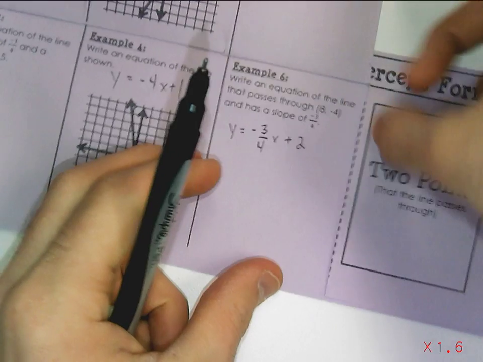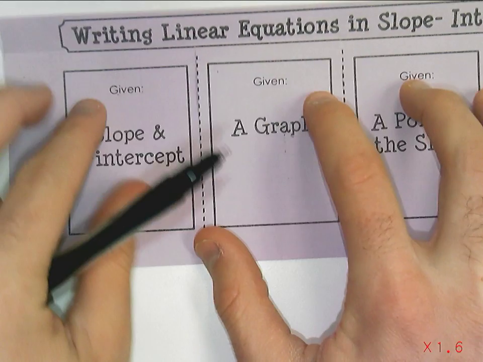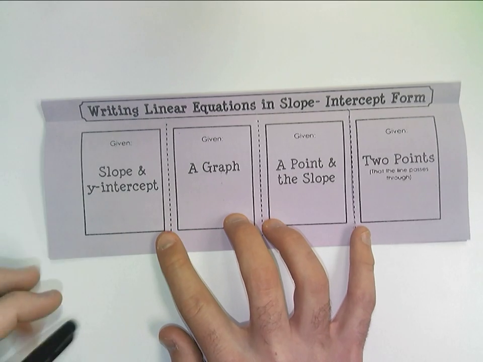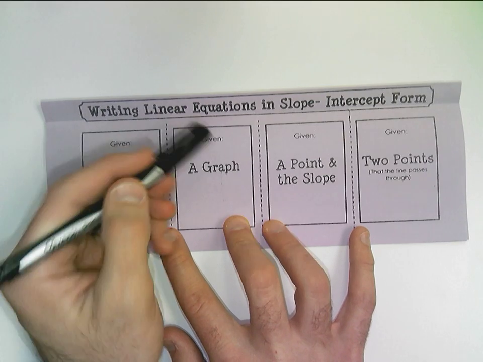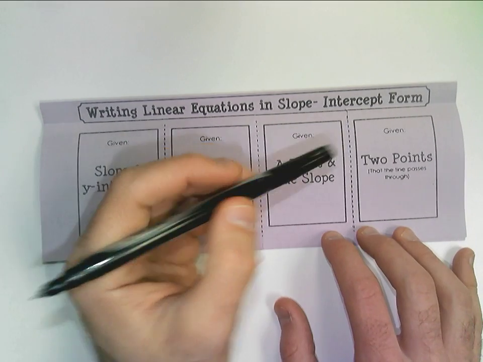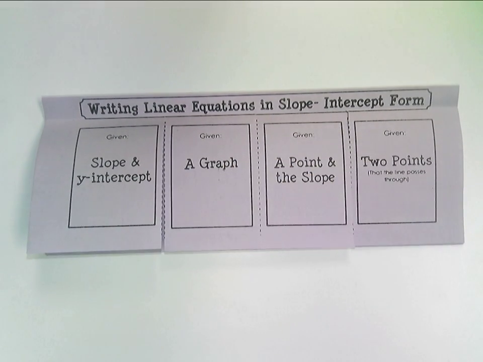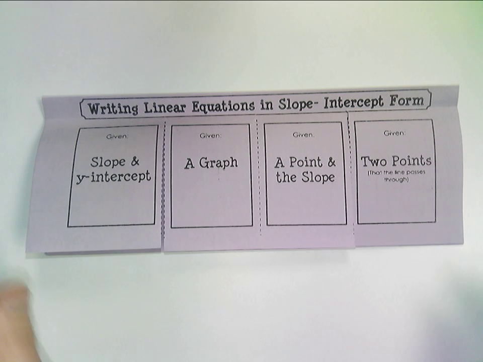So today we looked at, like I said, writing linear equations in slope-intercept form. Let me zoom out. And when we're given slope and y-intercept, given a graph, given a point and the slope, and given 2 points that pass through the line. These are all topics that you will encounter in ALEKS, so it will be important that you understand how to work with them and how to work with these different types of situations.